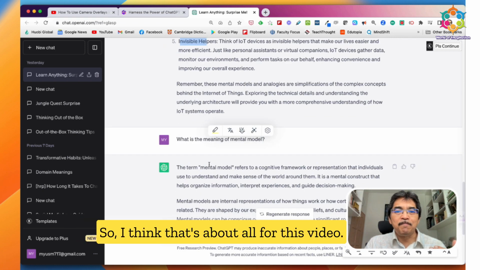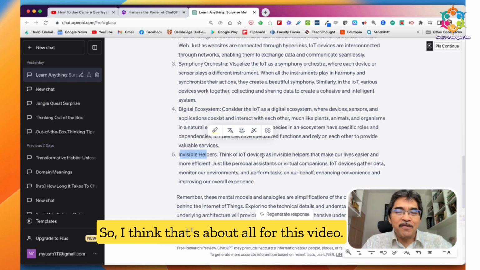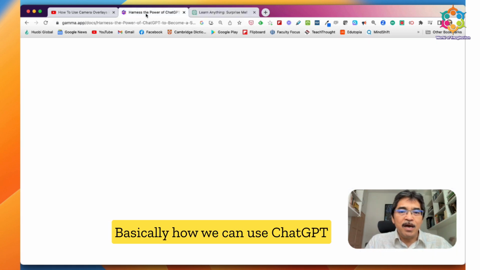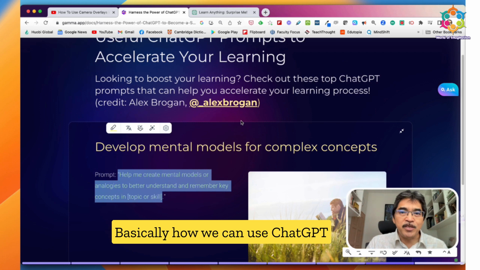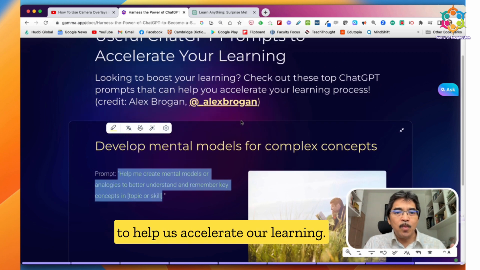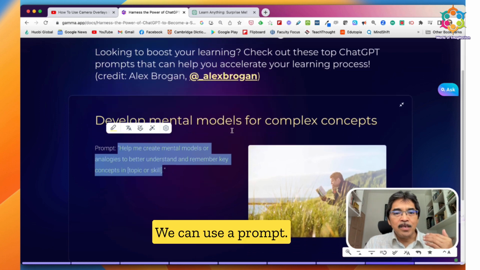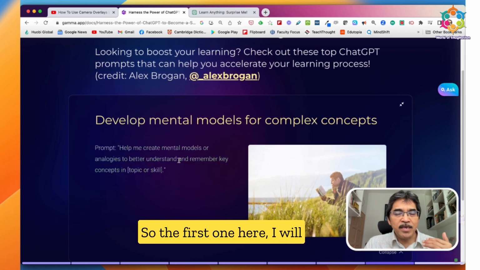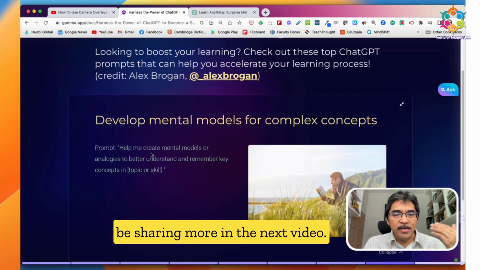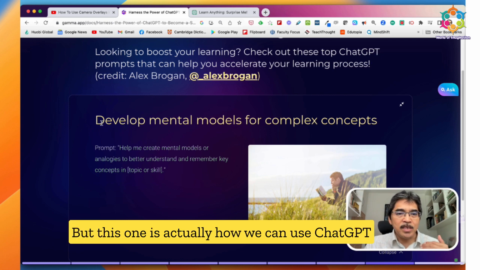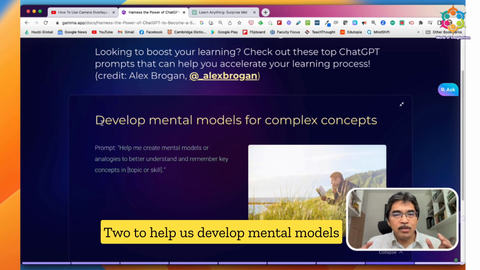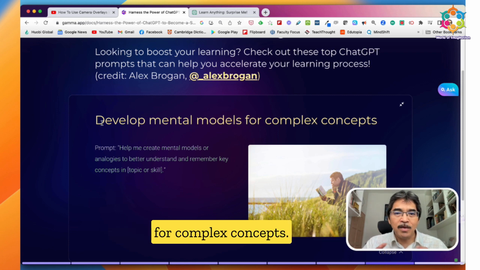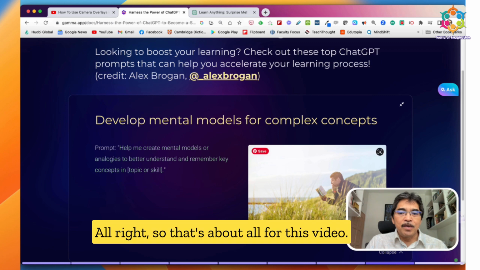Okay, so I think that's about all for this video. Basically, how we can use ChatGPT to help us accelerate our learning. We can use a prompt. The first one here, I'll be sharing more in the next video. But this one is actually how we can use ChatGPT to help us develop mental models for complex concepts.